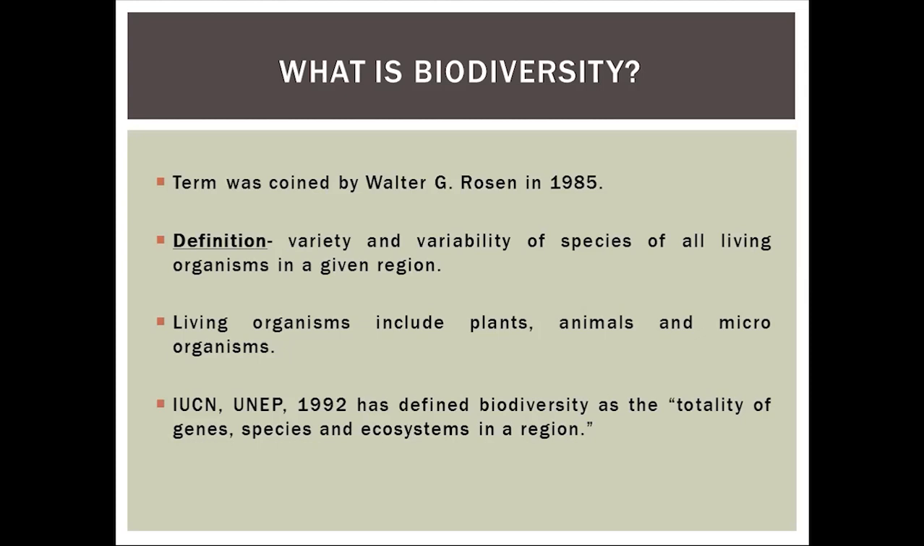Two organizations, IUCN and UNEP. IUCN stands for International Union for Conservation of Nature. UNEP stands for United Nations Environment Programme. They have defined biodiversity in the year 1992 as the totality of genes, species, and ecosystems in a region.